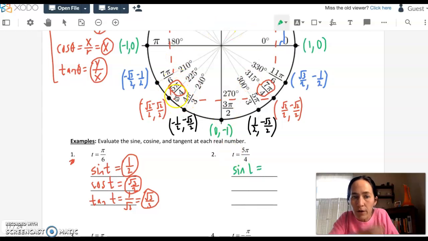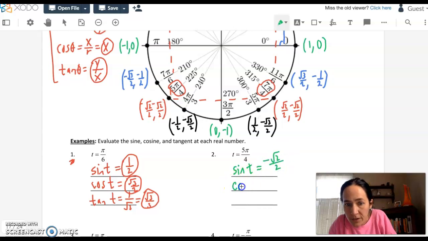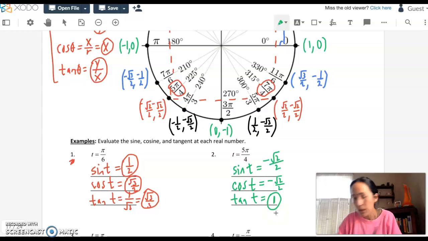I can find 5 pi over 4. And here's the x, here's the y. I can divide them for tangent. So the sine is going to be the y value, we said, and that's negative square root of 2 over 2 for this value. The cosine, I think, is going to be the same thing here, right? Also negative square root of 2 over 2, I see. Tangent, same as it always was, the y over the x. So this over that, same guy over itself, is going to equal the number 1.